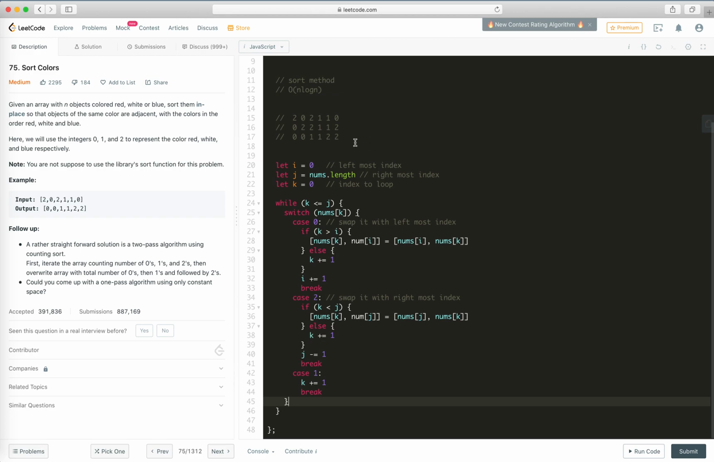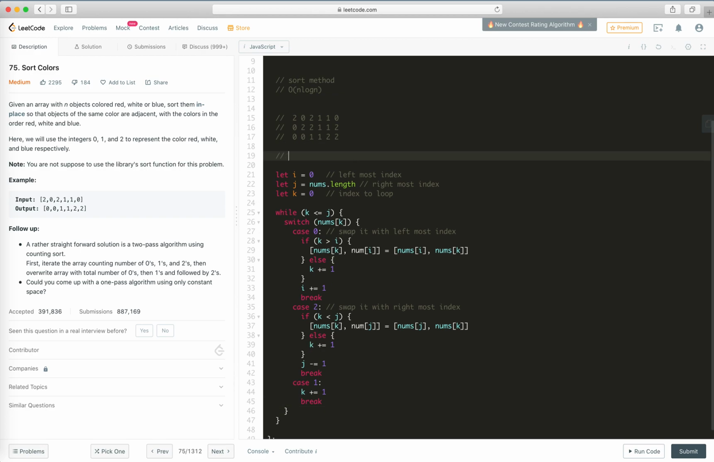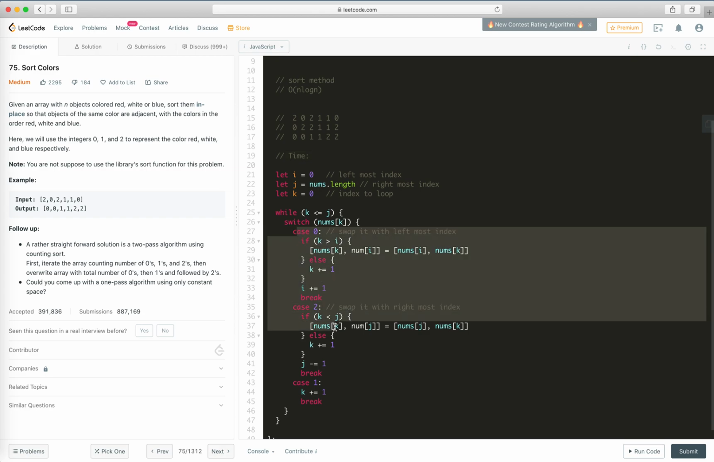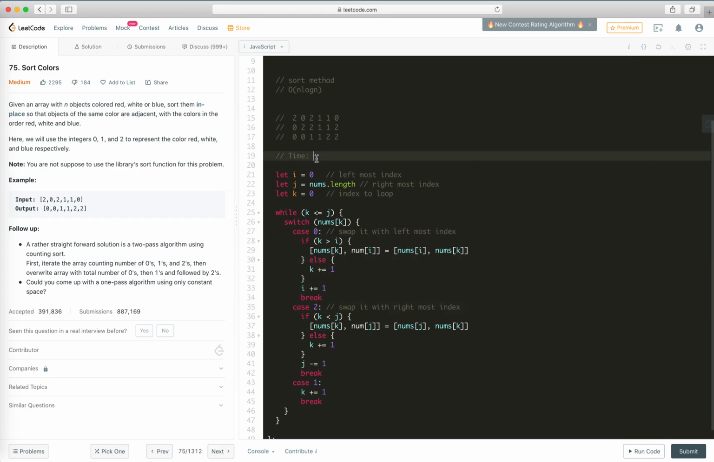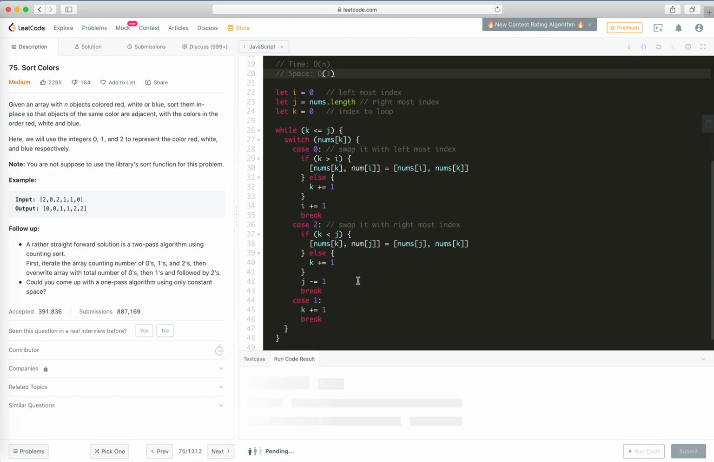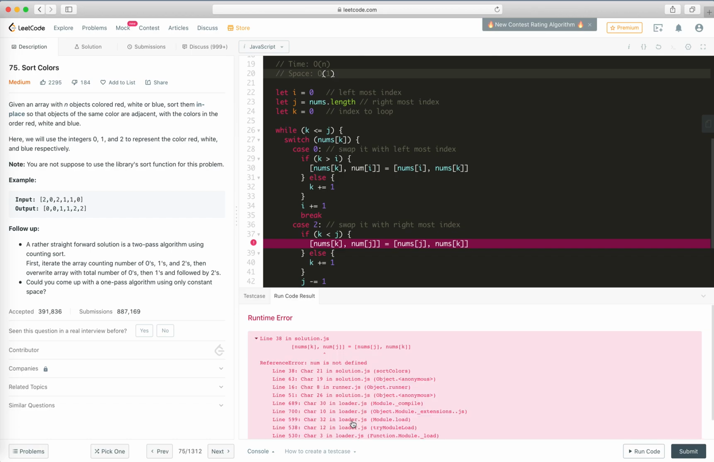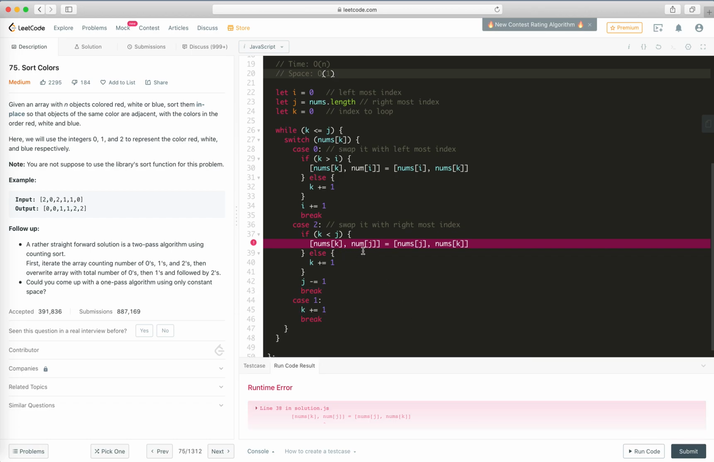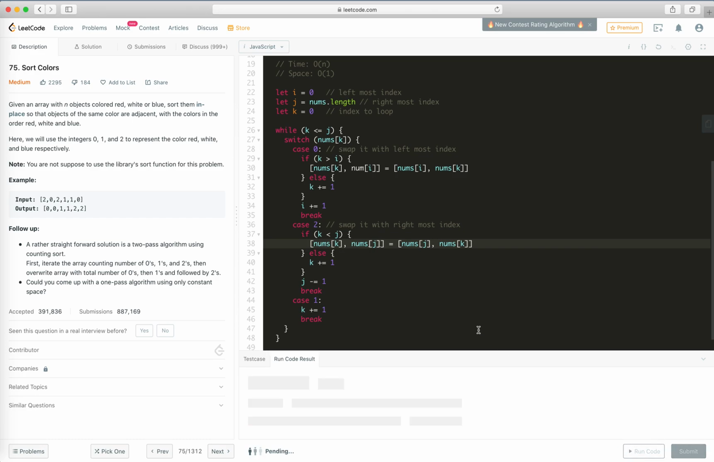Let's see the time complexity. Time: for each round, we will move one number to the right position, so it's actually O(n). Space: we use three variables, so it's O(1). It's one pass. Pretty cool. I hope it passes. nums is not defined. My bad.